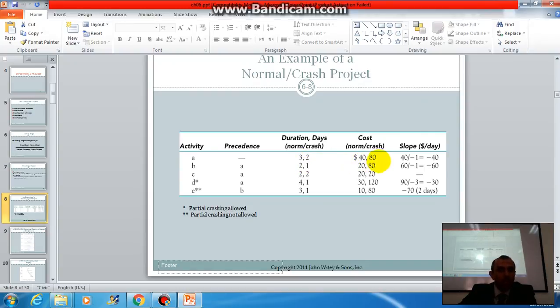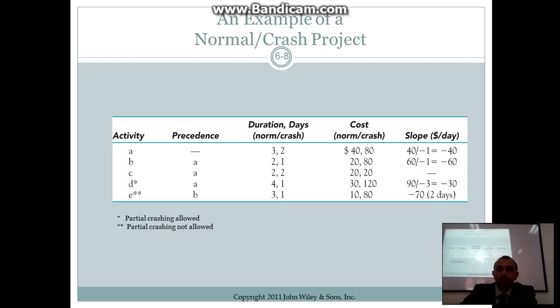What's the $40 and the 80? That's for 3 days. If you do it in 3 days, it's going to cost you $40. If you crash it to 2 days, if you shorten activity A to 2 days, how much is it going to cost you? 80, which is double. Okay, let me zoom in.